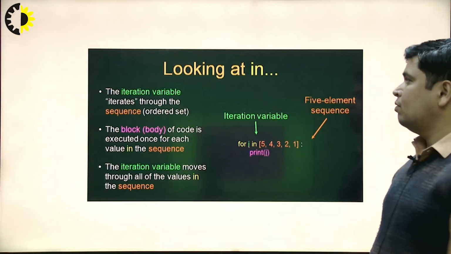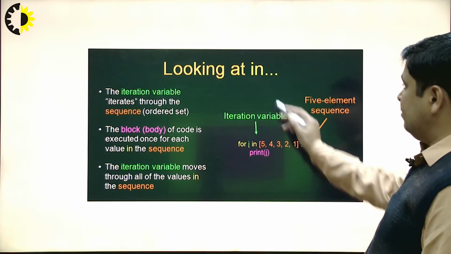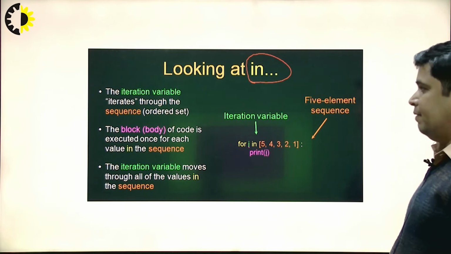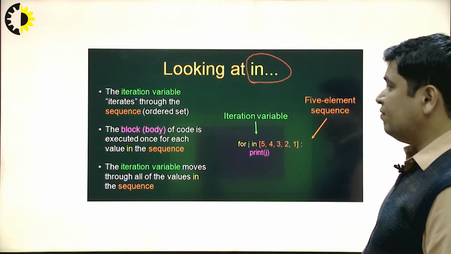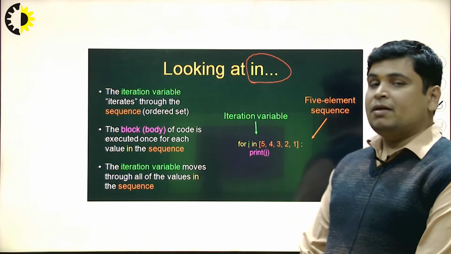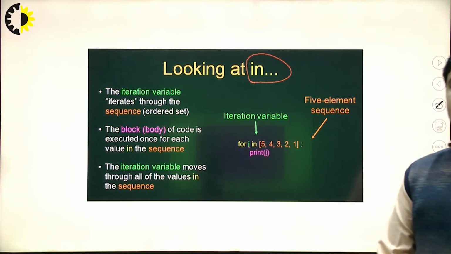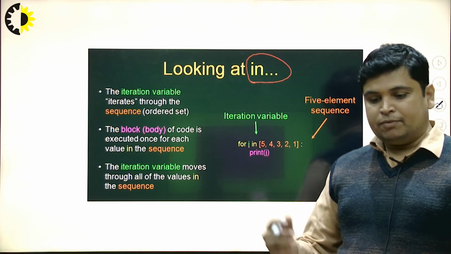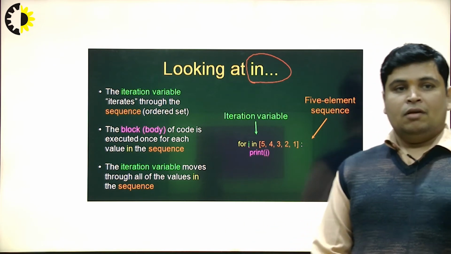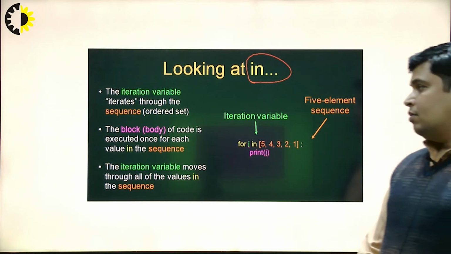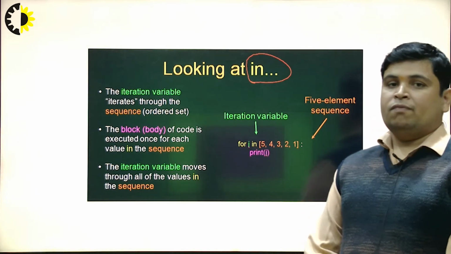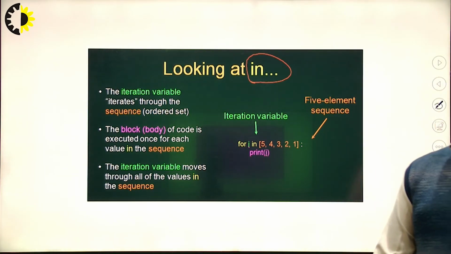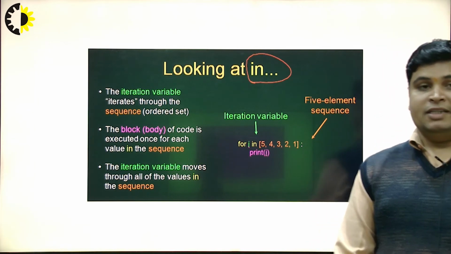Now looking at I, this is the most important part inside the loop. What is the meaning of I? The iteration variable. What is an iteration variable? It means loop variable. It iterates through the sequence. Iterate means moving from one step to another, then the next step. The block or body of the for loop is executed once for each value in the sequence. Take very special care.